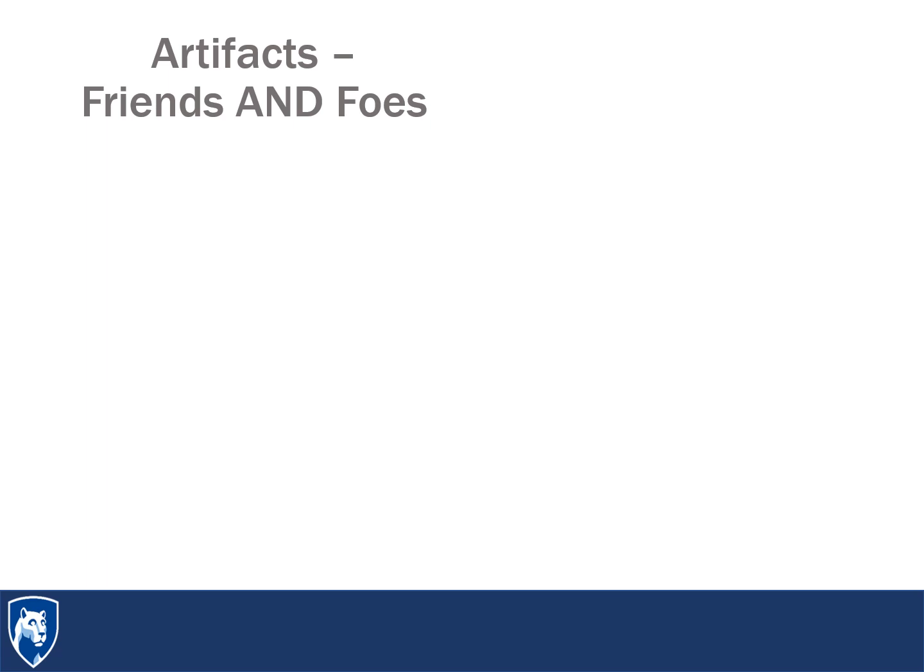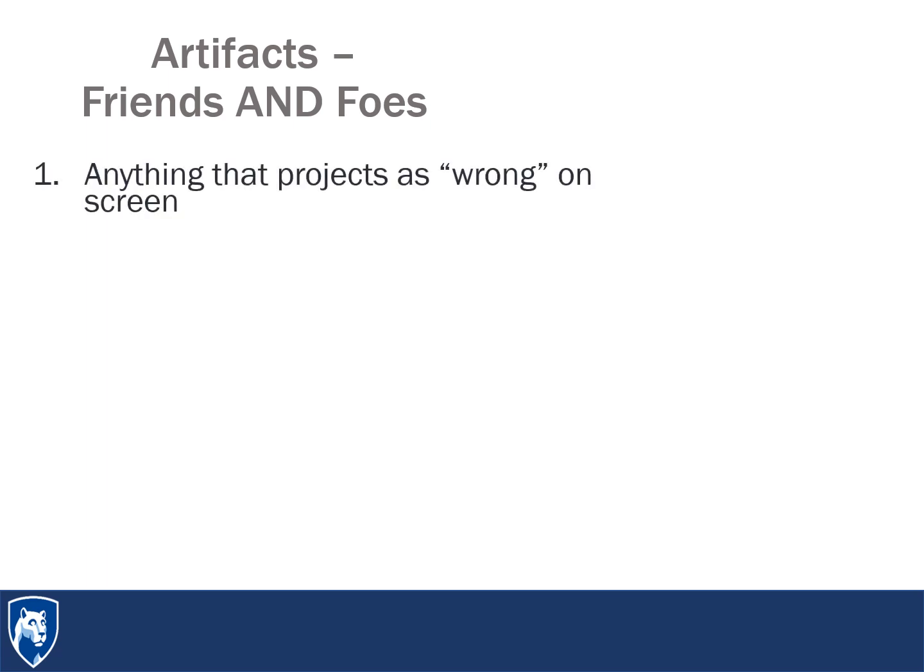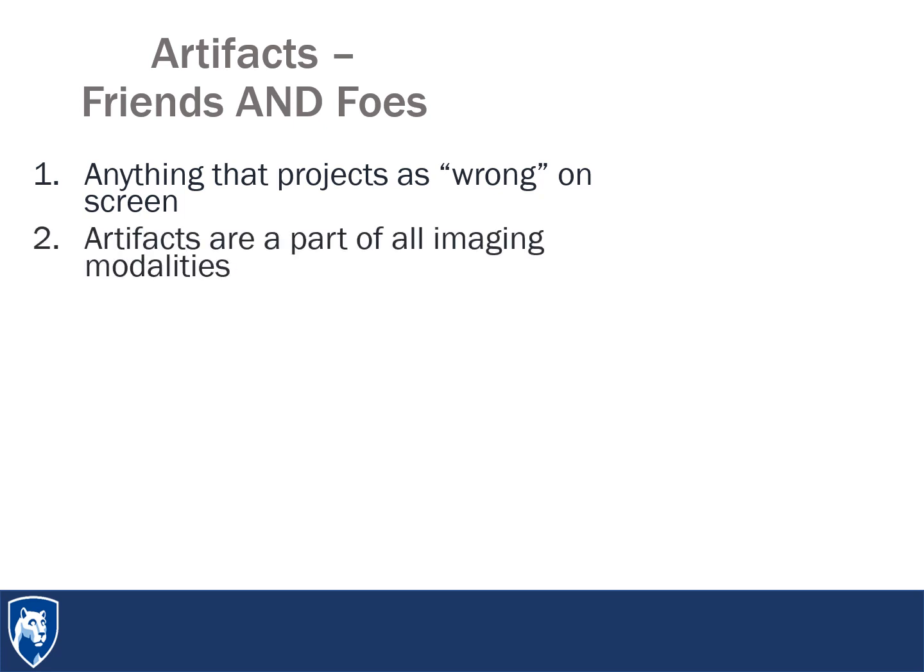Now let's move on to better understanding some of the common artifacts and why they can be either friend or foe. Remember, artifacts are anything that's projecting on the screen as wrong. It's not real. Artifacts are part of every imaging modality, whether you're talking about plain film, MRI, CT, or ultrasound. And you always have to be prepared to decide whether something is real or it's an artifact.